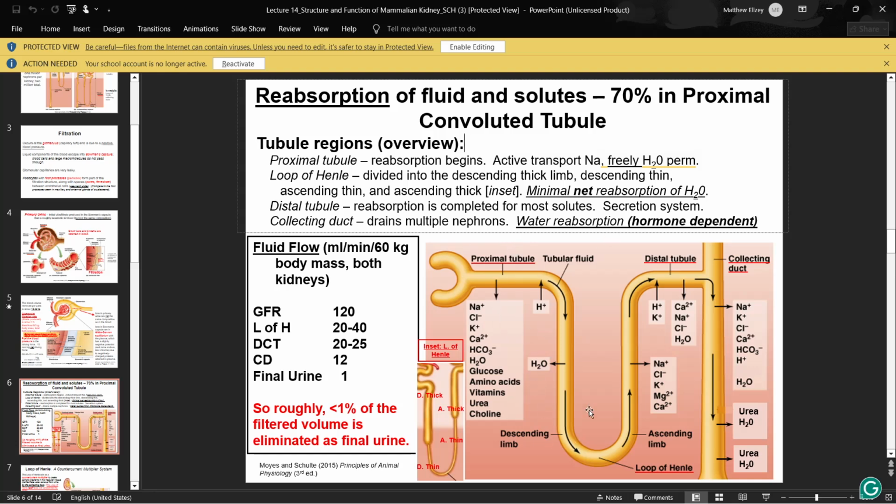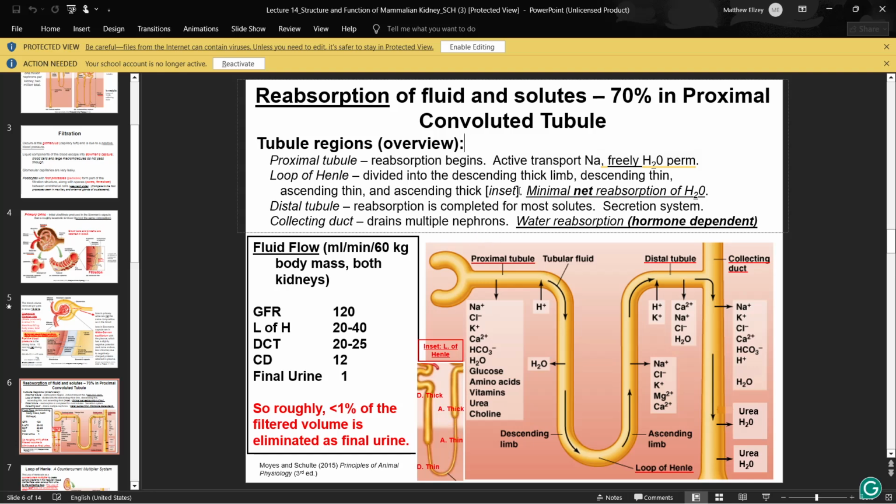Then we have the loop of Henle. So once this proximal tubule hits, we have this descending limb and this ascending limb, and it's ultimately going to create this loop of Henle, which remember is in the medulla. As you can see here, the white portion here, we're going from the cortex and we're dipping into the medulla with this loop of Henle. The loop of Henle is divided into the descending thick, descending thin, and ascending thick. So descending thick, descending thin, ascending thin, ascending thick.